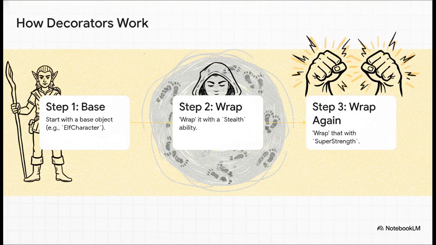So how does this magic actually work? Well, think of it like getting dressed. You start with your basic object, your elf character. Then you just wrap it with a new piece of functionality. You add a layer of stealth. And then you can wrap that with another layer, like super strength.